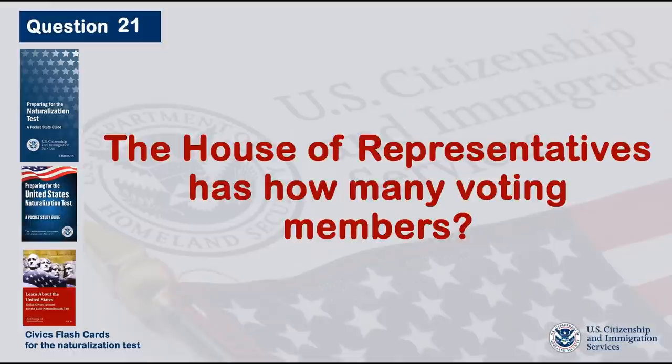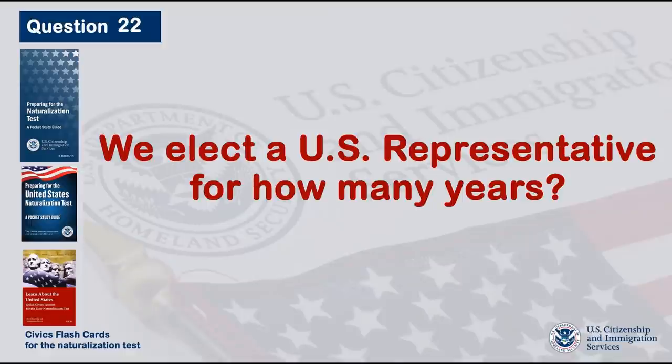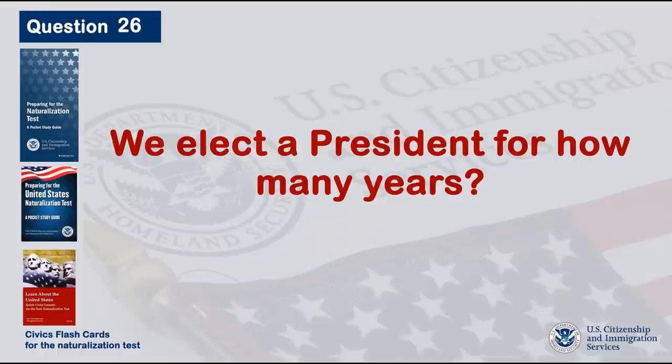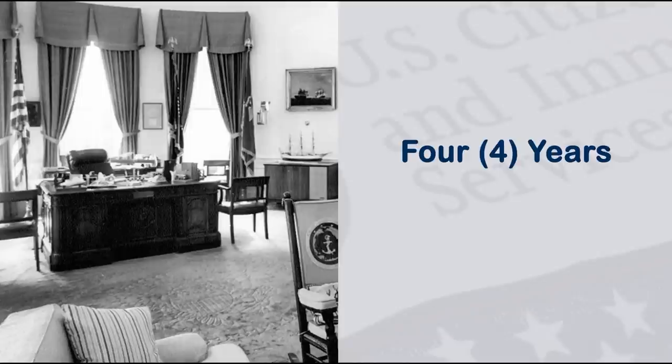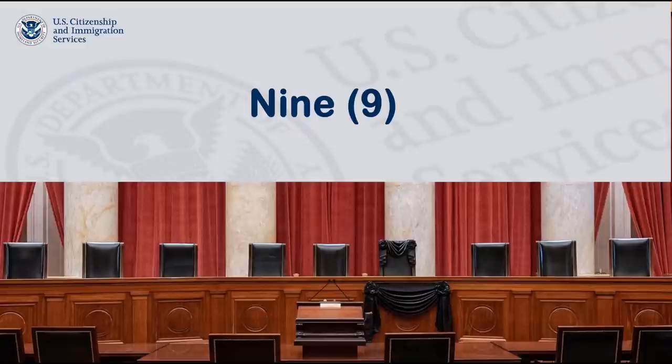The House of Representatives has how many voting members? 435. We elect a U.S. representative for how many years? 2 years. We elect a president for how many years? 4 years. How many justices are on the Supreme Court? 9.